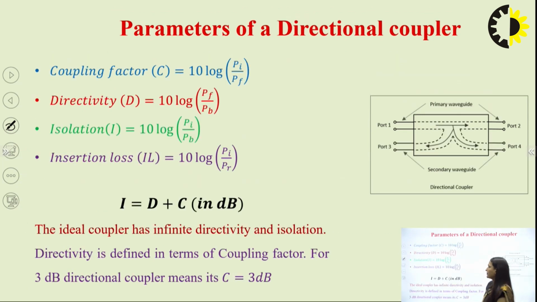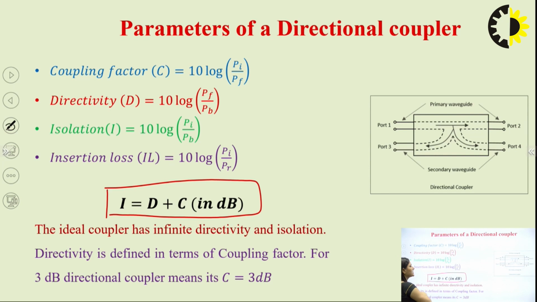Parameters of directional coupler: coupling factor can be calculated by 10 log Pi by Pf, directivity 10 log forward power upon backward power, isolation can be calculated as 10 log Pi by Pb, insertion loss can be calculated as 10 log Pi by PR, and total isolation can be written as directivity plus coupling in dB. So the ideal coupler has infinite directivity and isolation. Directivity is defined in terms of coupling factor. For a 3 dB directional coupler, it means C is equal to 3 dB.